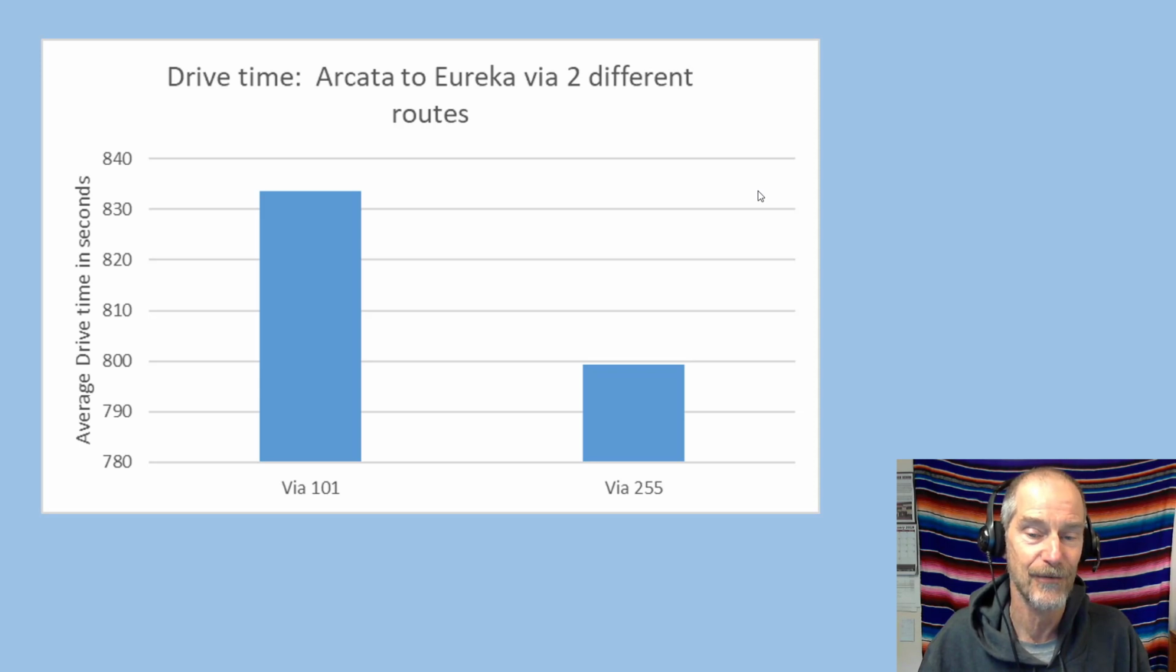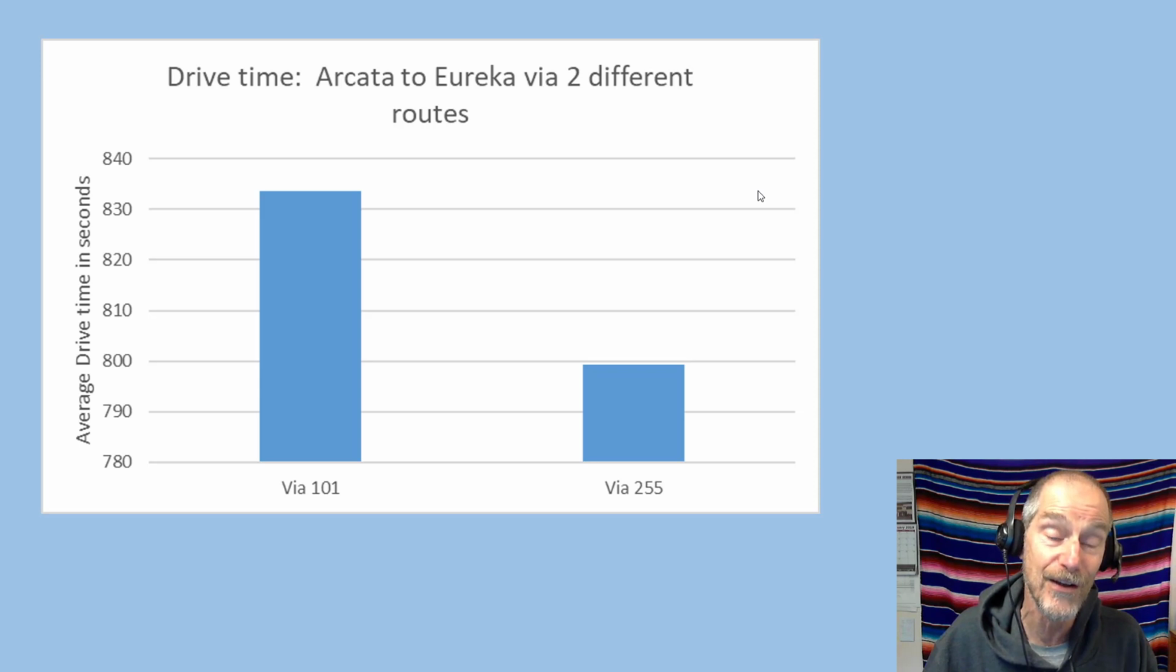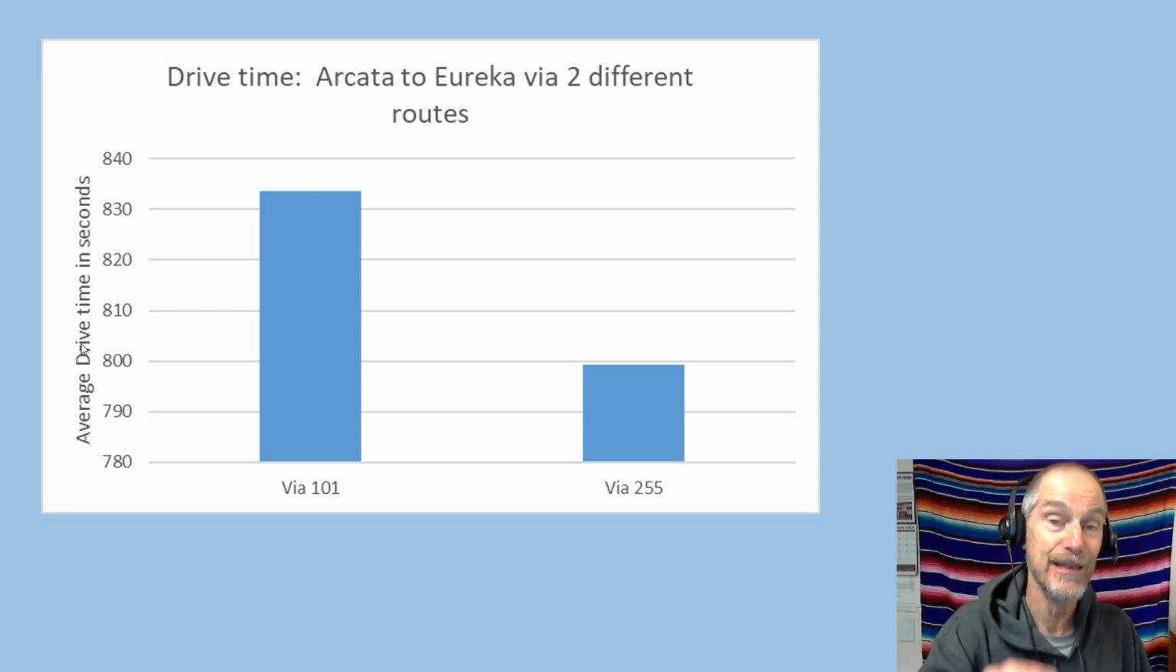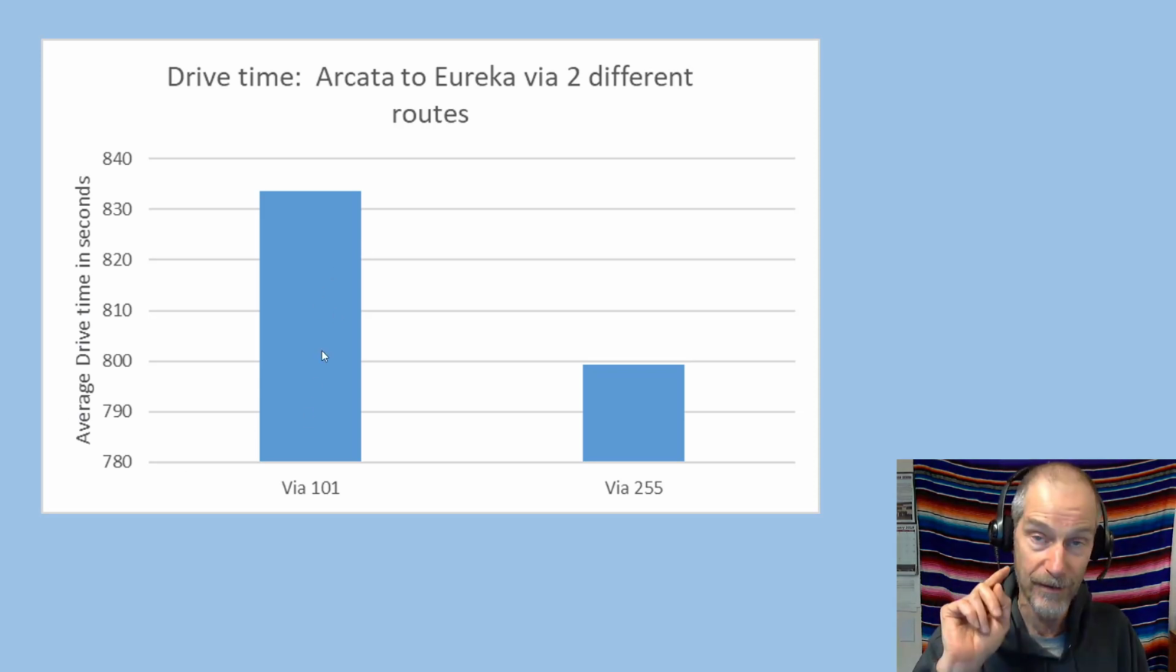Okay, so here is the first chart. Drive time from Arcata to Eureka via two different routes, via 101, via 255. Oh, it looks like it takes longer to go by the 101. Wow, but people, don't you ever believe anything you see until you've thoroughly looked at what's on the graph and thought about it. Let's take a closer look at this chart.